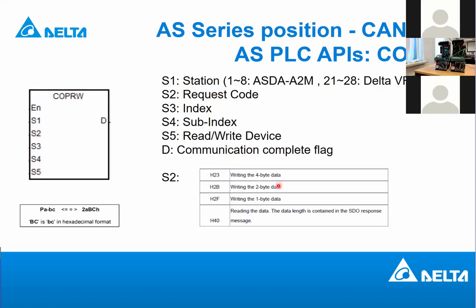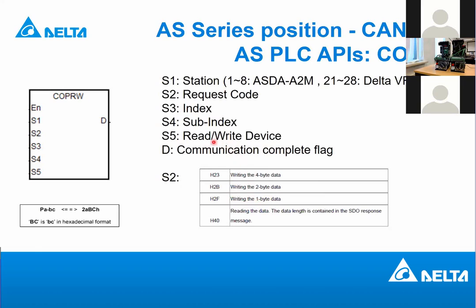So the request code means what do you want to write to your slave? If you write hexadecimal 23, it means you want to write 4-byte data to the slave. If you write hexadecimal 2B in the request code, it means you want to write 2 data bytes to your slave. So this is just like the function code, what are you sending to the drive? And then to read, if you use hexadecimal 40, then with this API, you can read the specified parameter group you want to read.